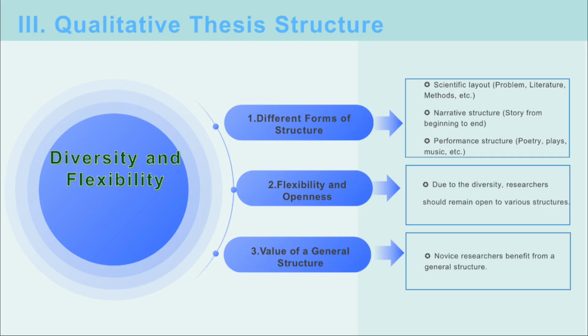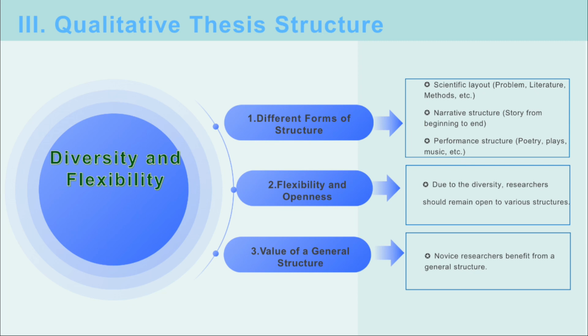Diversity and flexibility in qualitative research proposals. 1. Different forms of structure. The book introduces 3 main types of structures. First, scientific layout. This is where you will see common elements like the problem statement, literature review, and methods. Next, there is the narrative structure, which presents the research as a chronological story from beginning to end. And for those looking for a unique presentation, the performance structure comes into play. This could be in the form of poetry, plays, or even music.